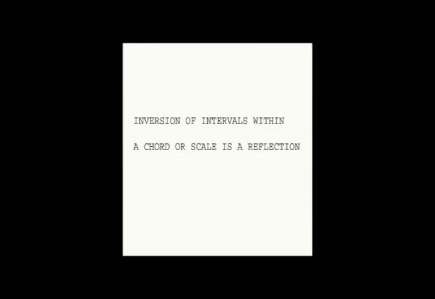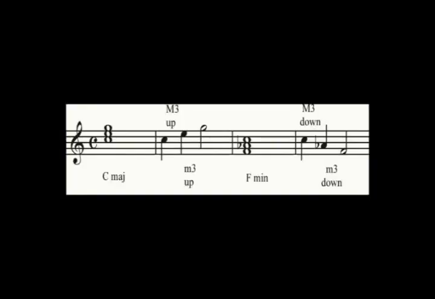Inversions of intervals within a chord or scale is a reflection, like in a mirror. As you can see, the intervals of the C major triad, C up to E is a major third, and E up to G is a minor third, perfect fifth of C. And then you reflect those intervals downward from the fifth. You have a major third down from C, and you have A flat. You have a minor third down from A flat, and you have F, fourth of C, C being the fifth of F, and you get F minor.